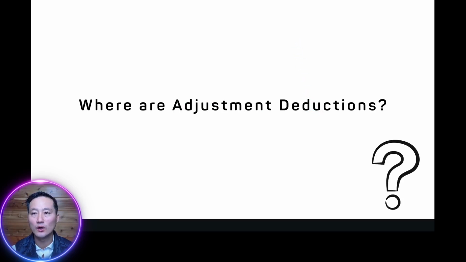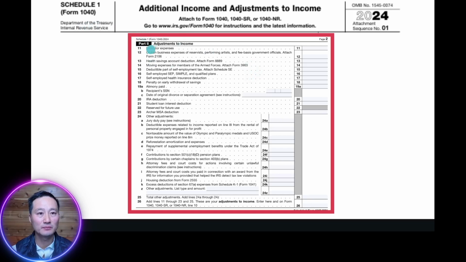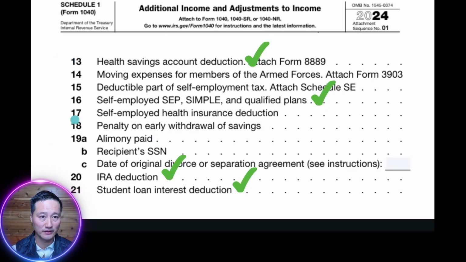So next question is, where do we find these magical AGI-lowering adjustment deductions? They live in part 2 of Schedule 1 of Form 1040. It's a long list, you're going to fall asleep, so I'm going to share the ones that are relevant to you, the key adjustment deductions. Here they are. Look at line 13. If you contribute to a health savings account, if your employer offers it, then the amount contributed counts as an adjustment deduction. Pretty cool.